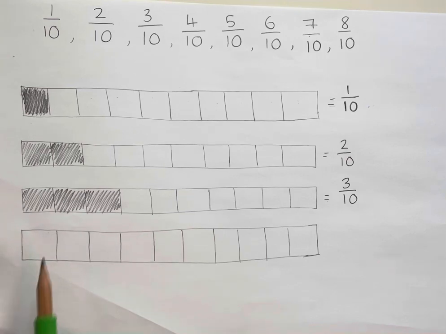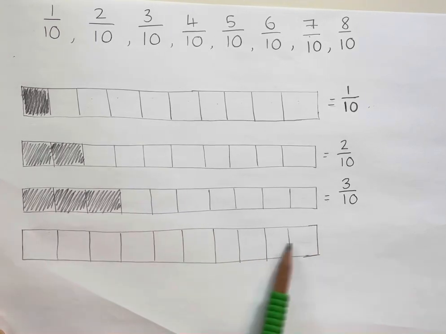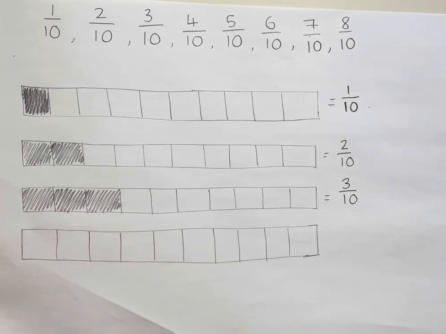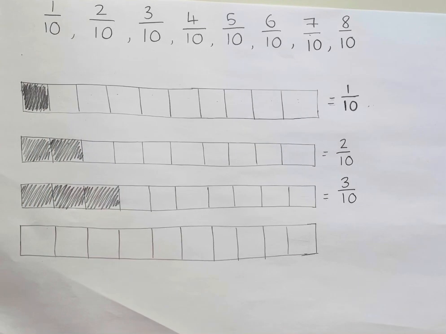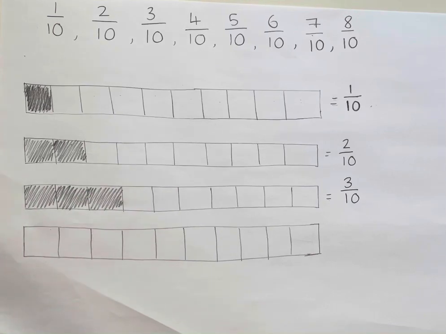Now we're going to look at this one. And this one has no part shaded in, but we're going to shade in what we think would be the next tenths in the sequence. So we have 1/10, 2/10, 3/10. What do we think would be the next tenths in the sequence? It would be 4/10. That means that we need to shade in 4 parts of the shape.